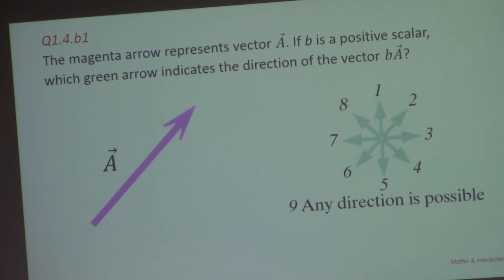All right, you ready? Hold up some number of fingers. Wow, everybody says 2. And you are exactly right. If we multiply a vector by a positive scalar, we change its magnitude, but not its direction. Awesome.